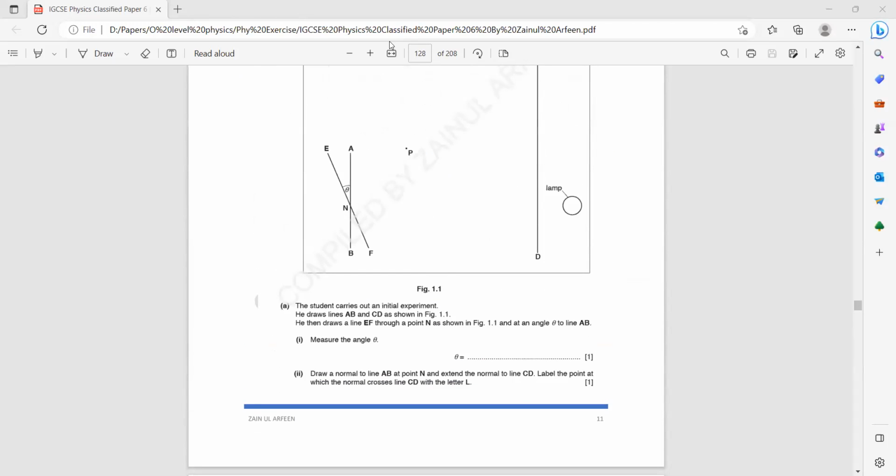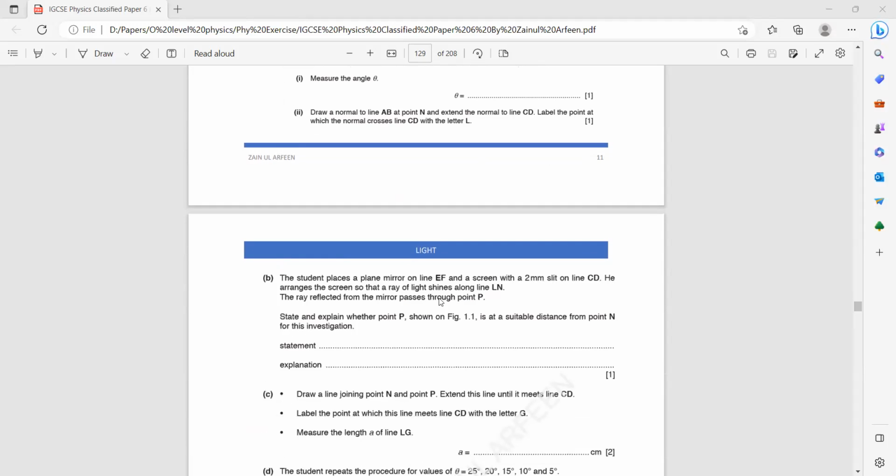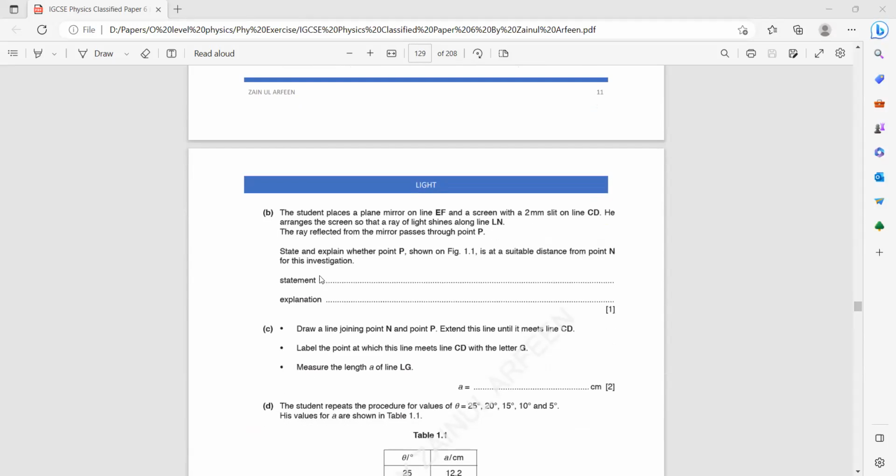So the student placed a mirror here, as I mentioned, on line EF. And there is a screen placed which has a slit, meaning there is an opening. And he observed the reflection of the light. Light from the lamp passes through the slit, strikes the mirror, and bounces back. The direction in which the light bounces back is P. But we don't have to draw anything right now, as it is not mentioned. This is just an experiment in which the experimental setup is there. The ray is reflected from the mirror and passes through point N.